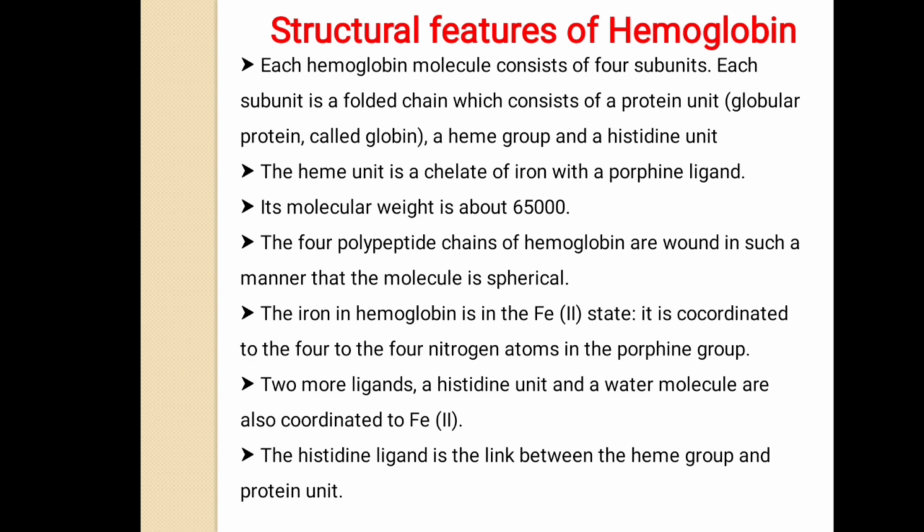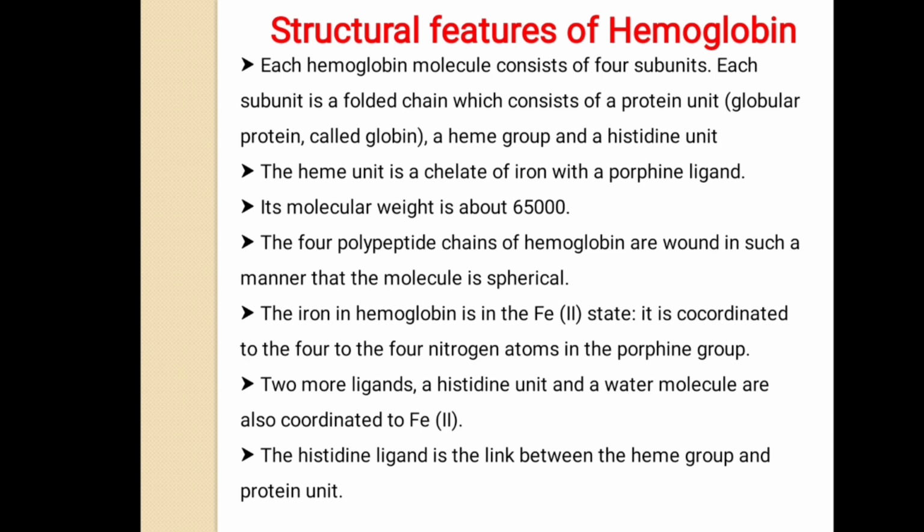Each hemoglobin molecule consists of 4 subunits. Each subunit is a folded chain which consists of a protein unit, such as a globular protein called globin, a heme group and a histidine unit. The heme unit is a chelate of iron with a porphyrin ligand. Its molecular weight is about 65,000. The 4 polypeptide chains of hemoglobin are wound in such a manner that the molecule is spherical in shape.